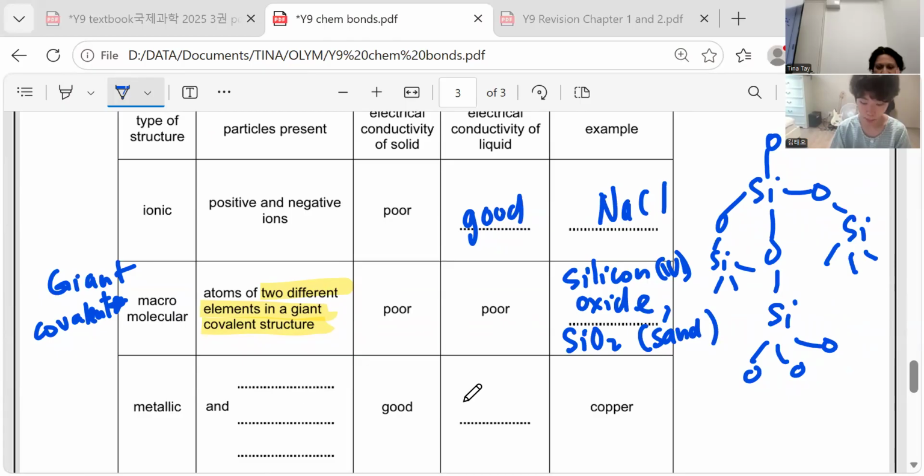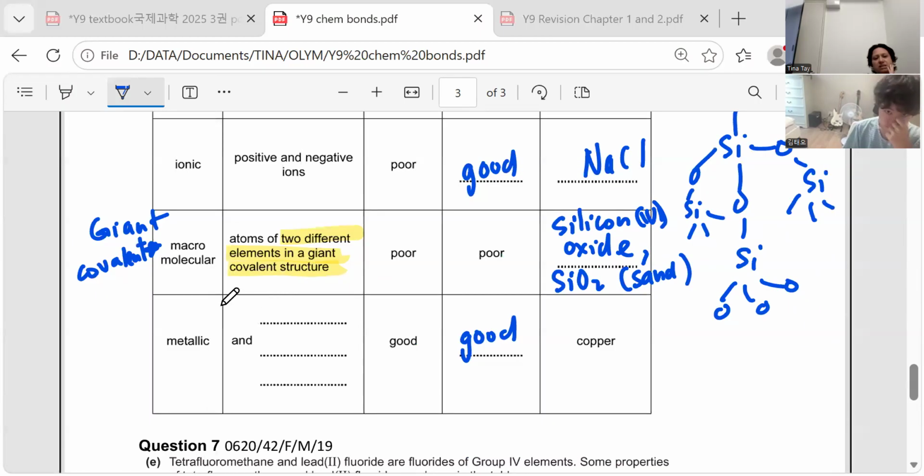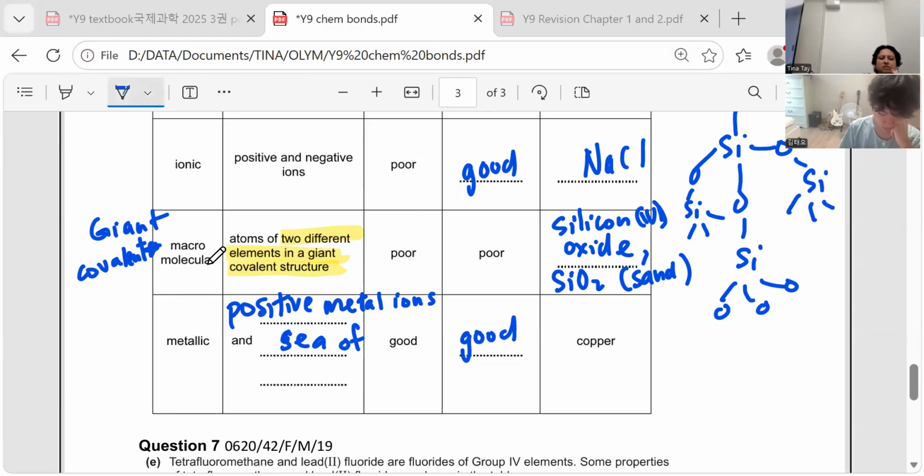Metallic is a good conductor in any state. So it is a lattice of positive metal ions, or you can just say positive ions, and a sea of mobile electrons or free electrons or delocalized electrons.